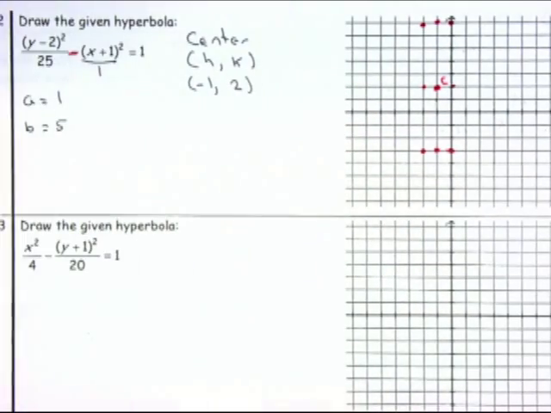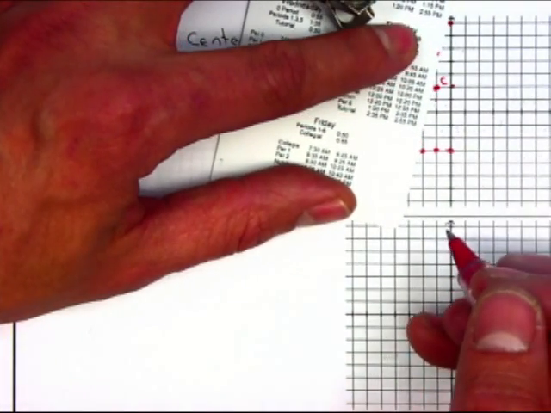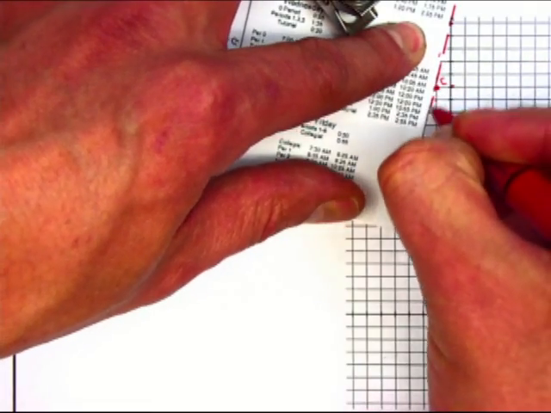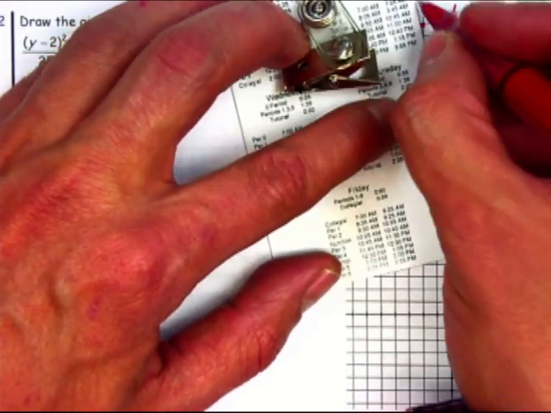I'm going to use my ID to draw them. Remember, you want to be able to draw them as a dashed line. There's one. And there's the other.